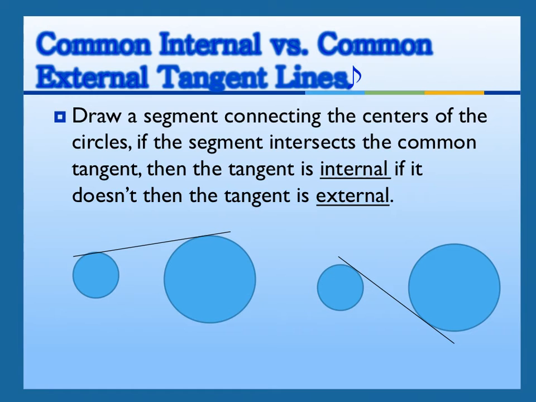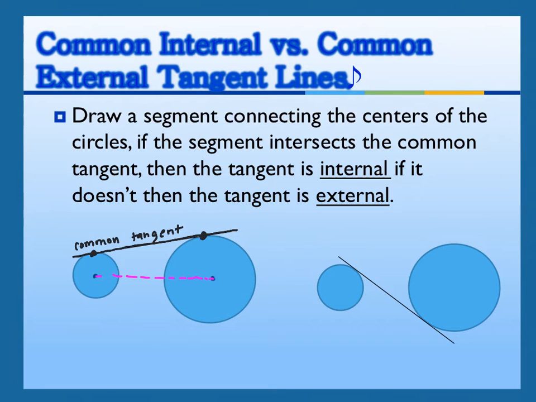All right, so common internal versus common external tangent lines. If I draw a segment connecting the centers of the circles, this is how I test to see if a tangent is internal or external. So this, we can agree, is a tangent to both of those circles, right? Here and here. So this is called a common tangent because it's tangent to both of those circles.